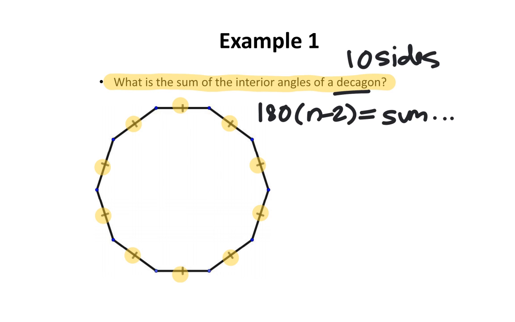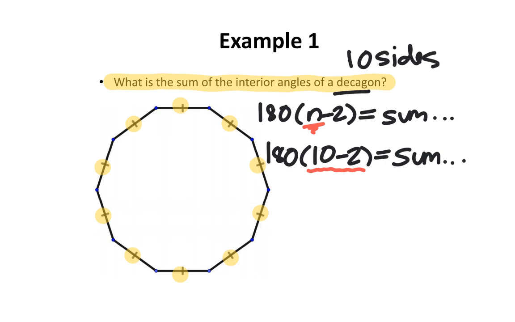180 multiplied by n minus 2 is equal to the sum of the interior angles. Next, I'm going to replace the variable of n with the number 10, since n represents the number of sides within a polygon. Once you've done that, you'll need to follow BEDMAS, which means we'll have to do the operations within the brackets first. So you need to do 10 subtract 2 before you multiply by 180. So 10 subtract 2 would be 8.